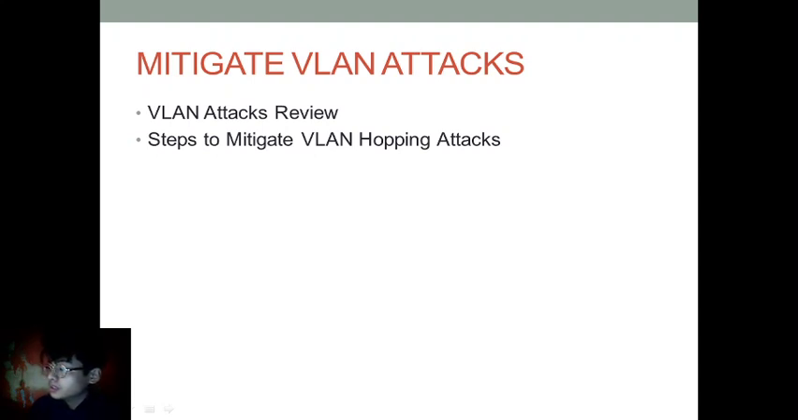Introducing a rogue switch and enabling trunking, the attacker can then access all the VLANs of the victim switch from the rogue switch. Then another type of VLAN hopping attack is the double tagging or double encapsulated attack. This attack takes advantage of the way hardware on most switches operates. Then, steps to mitigate VLAN hopping attacks.